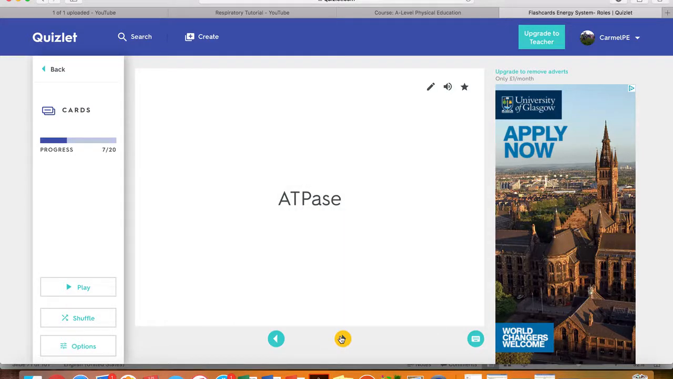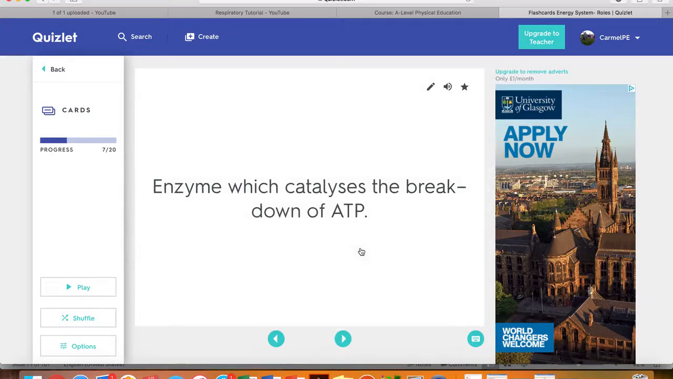Next key term, ATPase. That is a nice easy one for us. There's ATP in there, so let's have a look. We know it's an enzyme. It's the enzyme that triggers or catalyzes the breakdown of ATP.